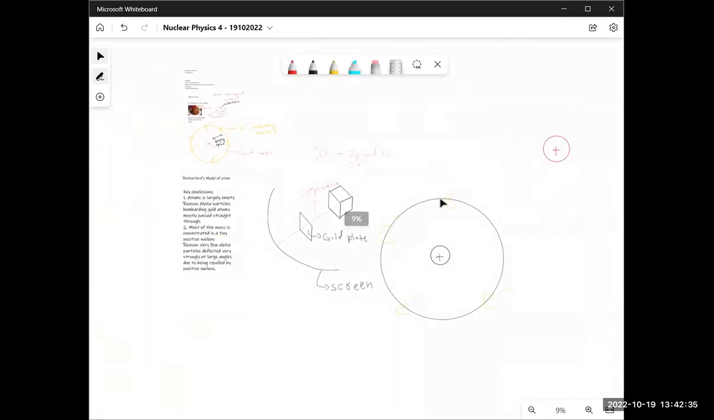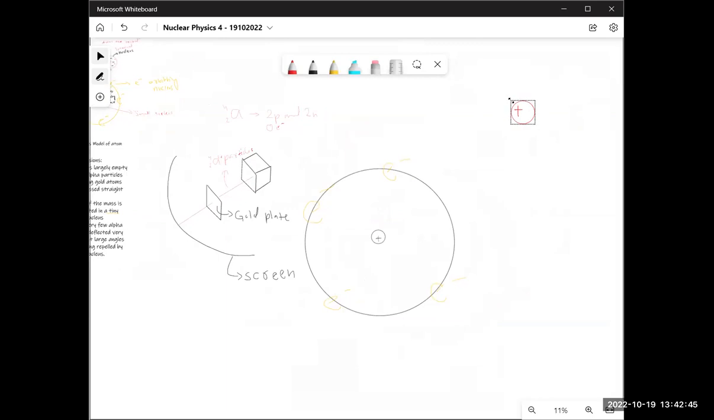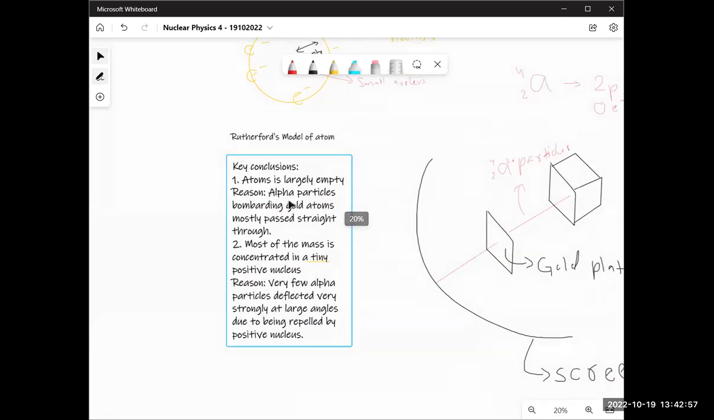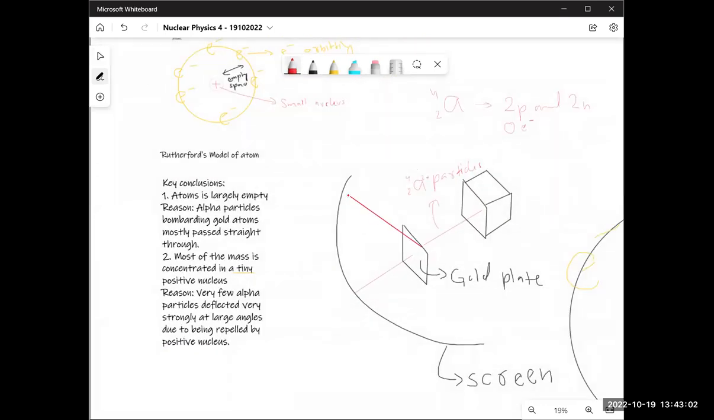Therefore, we realize since the atom is largely empty space and the nucleus is very tiny, it's almost this small. Compared to the atom, the nucleus is very small. So if I throw some alpha particles at it, it has a very small chance of actually hitting the nucleus, and it passes through like this. That is why we see most of the alpha particles pass through straight, but some of them are deflected like this. Some of them are deflected like this to the sides. Any questions?